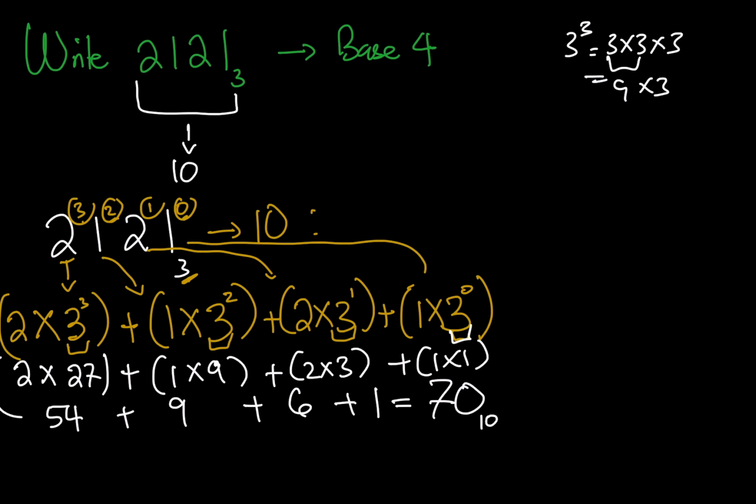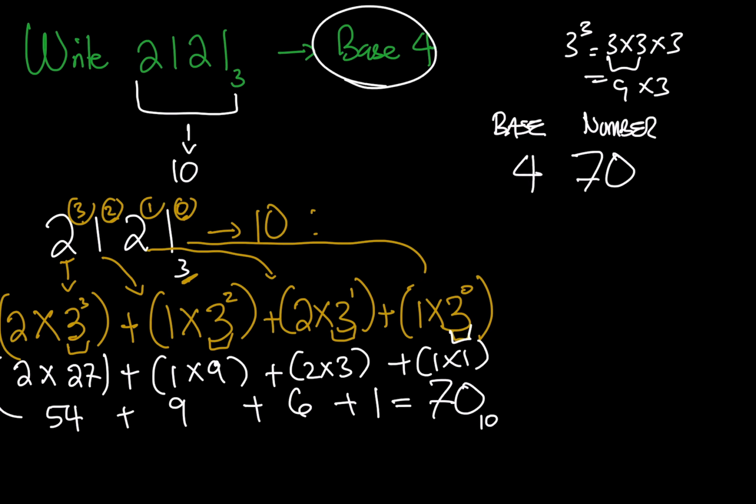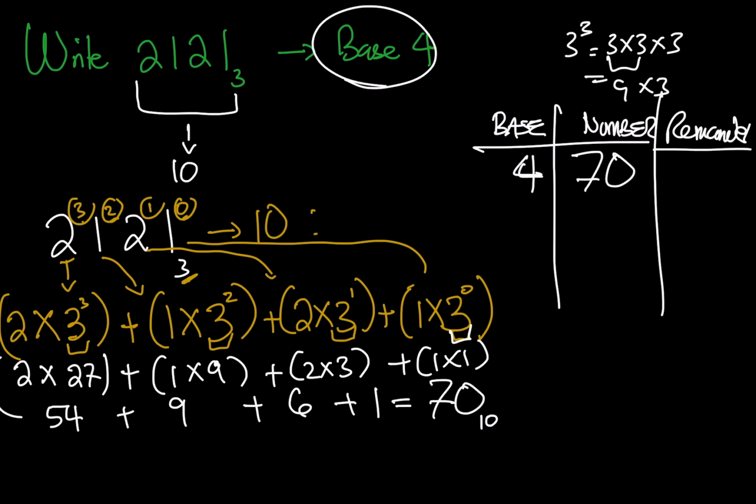Now, once we are done, we are not done yet. We're going to still do a long division where we have our 70, which is the number. And then the base that we are looking for, we want to convert it to base 4. So the base comes here, and then we have a remainder column. So first, 4 goes into 70 how many times?